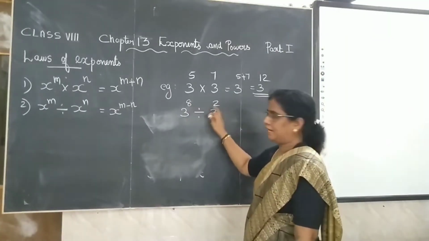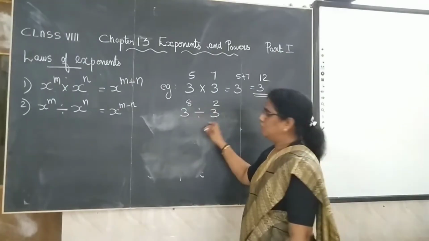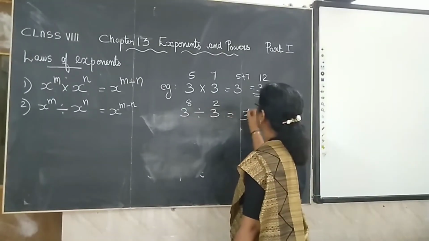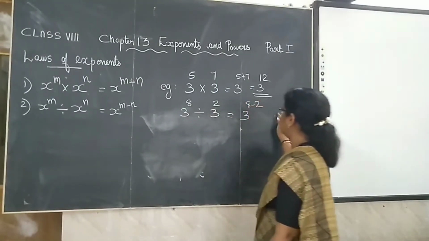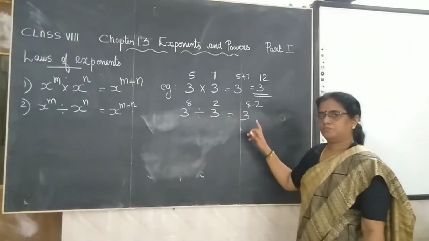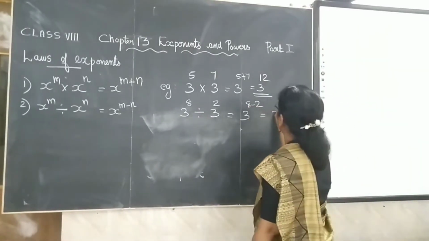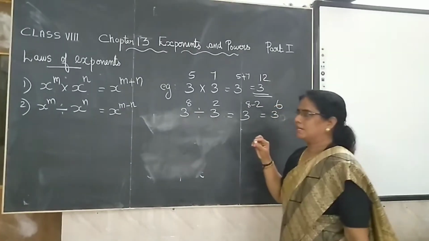the power is different and we have to do division. So we have to subtract the powers. That is 3 raised to 8 minus 2, that is equal to 3 raised to 6.